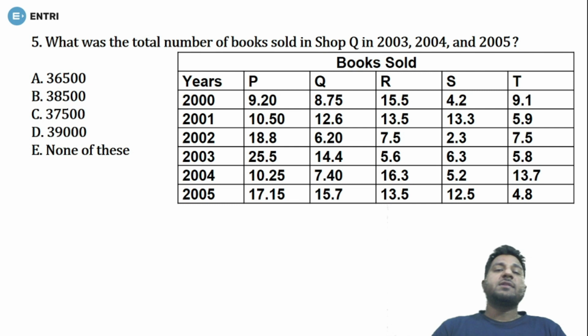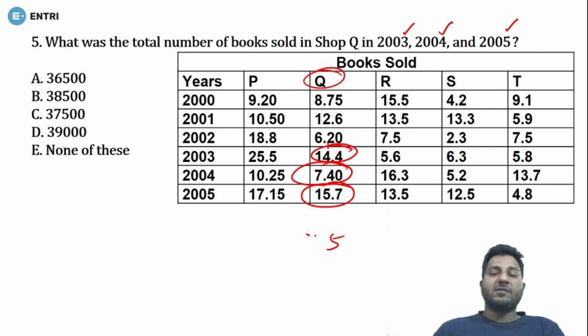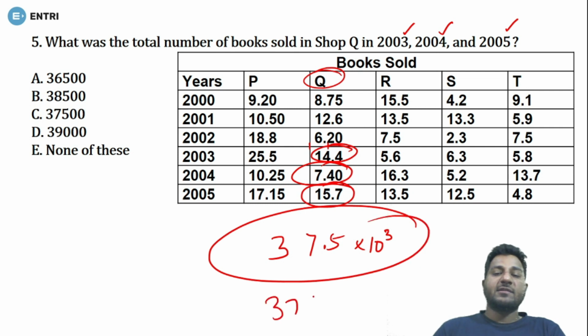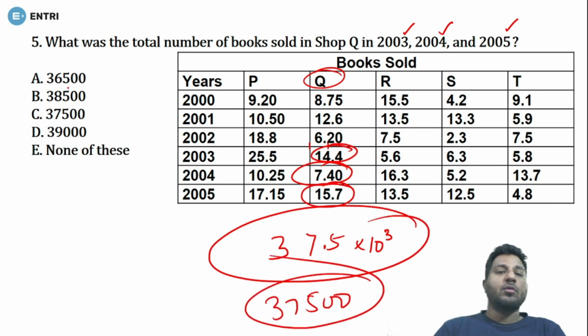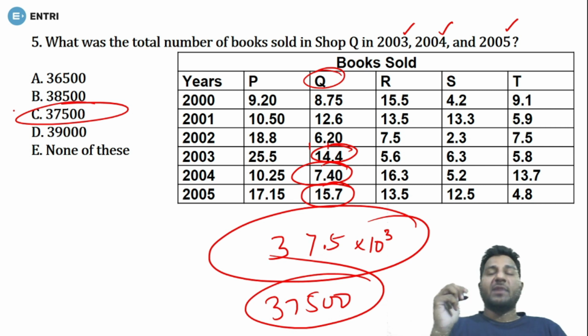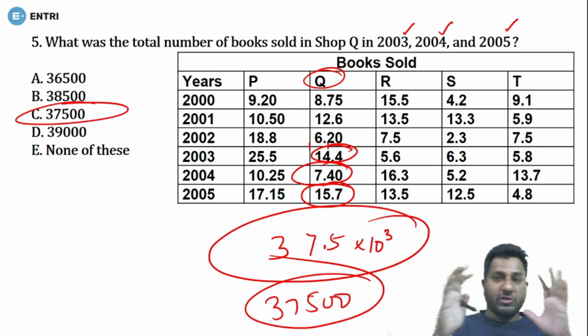Next, what was the total number of books sold by shop Q in 2003, 4 and 5? Okay, so shop Q is here, 2003, 4 and 5. Look at this. When you calculate these data, 8, 7, 15. Okay, 5, 7, 12, 12 and 5, 17. Okay, 37.5. And when you multiply it with 10 to the power 3, you will be getting 37500.